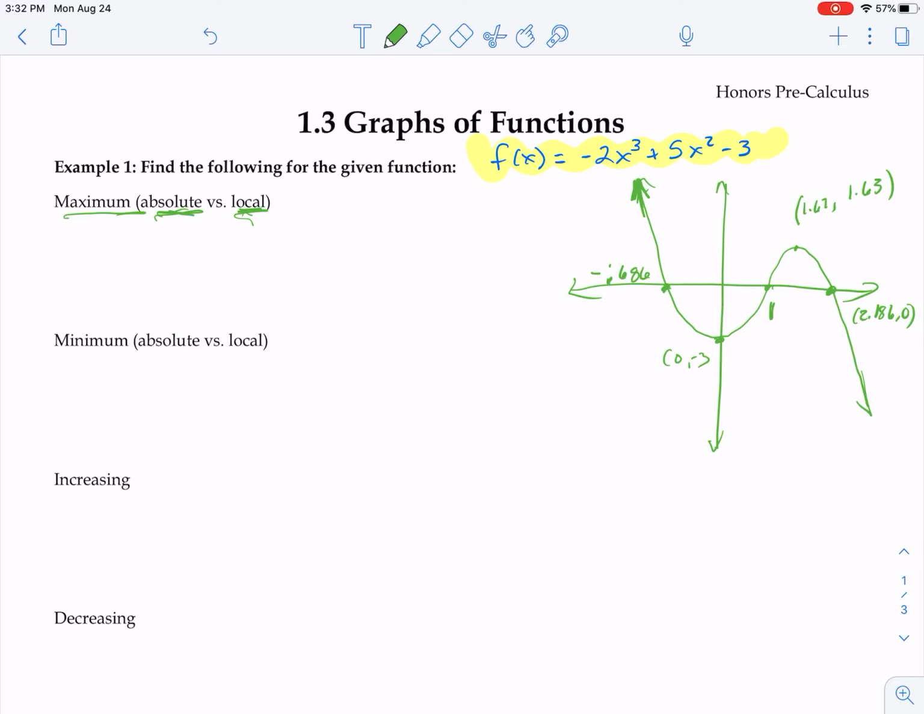But a local one means you have a limited domain. So if I take this graph and only look at x values between here and here, this is going to be a local maximum. When you list your local maximum, you're going to say it happens at x equals 1.67, or you give it as an ordered pair, 1.67, comma 1.63. Okay?